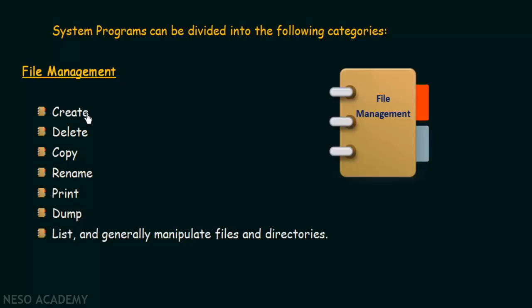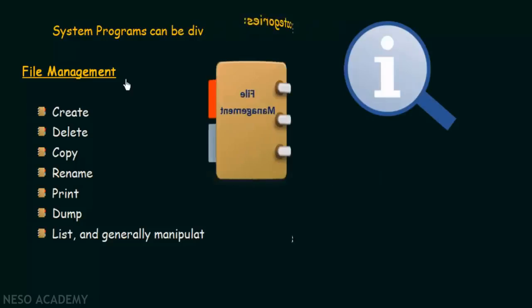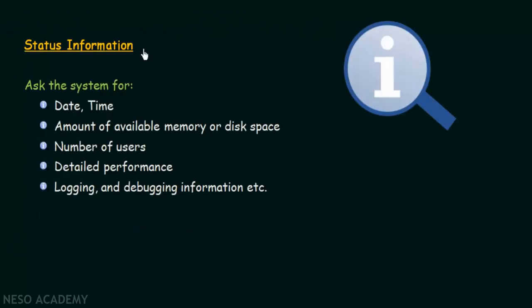For example, they help to create files, delete files, copy files, rename, print, or dump files, or list files, and in general we can say that they help in manipulating files and directories. So the system programs that help in manipulating files and directories fall under the category of file management system programs. Alright, now let's see what is the next one. The next one is status information.